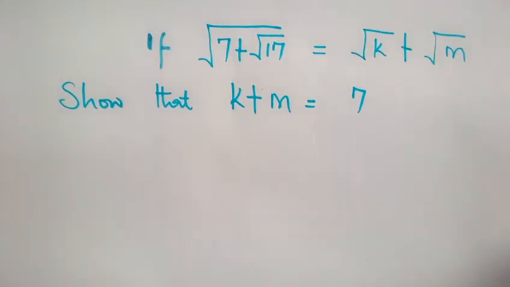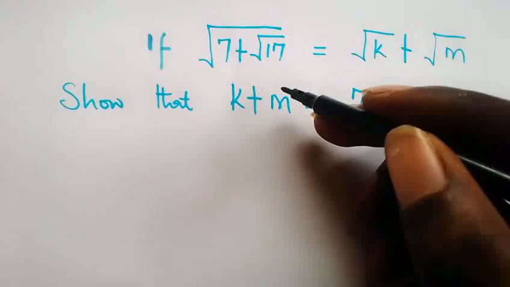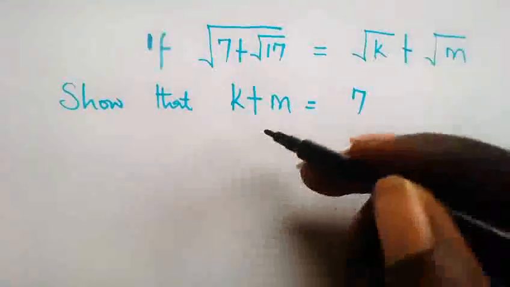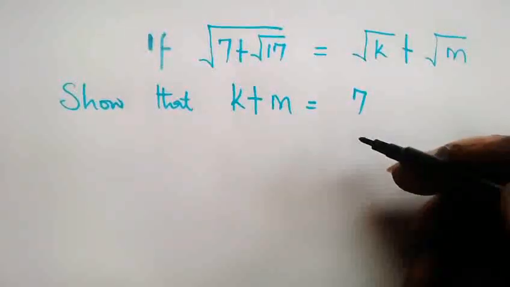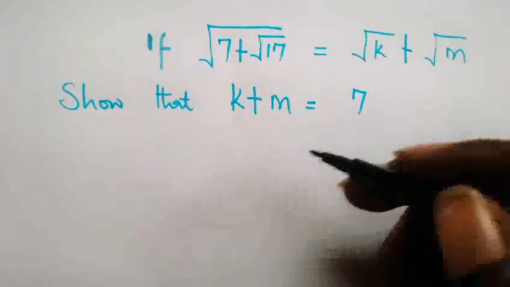Today we have the following interesting surd problem. If square root of 7 plus square root of 17 is equal to square root of k plus square root of m, show that k plus m is equal to 7. Wow, this is a very nice question. Let's see how we're going to solve this problem.